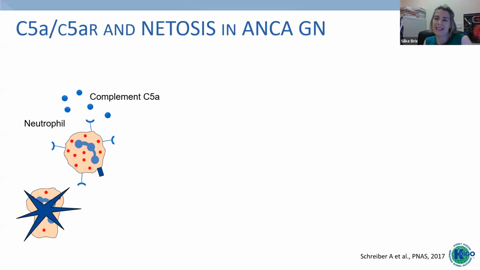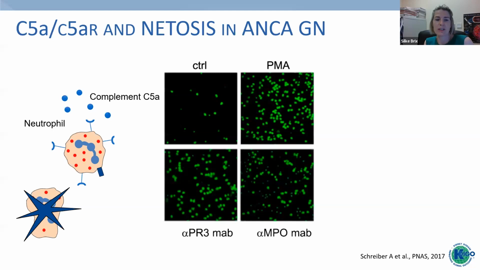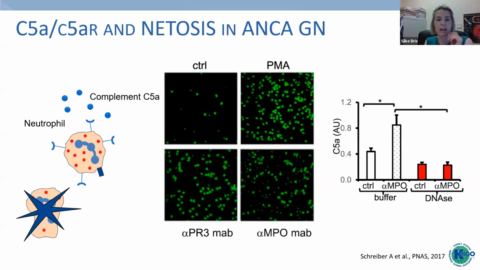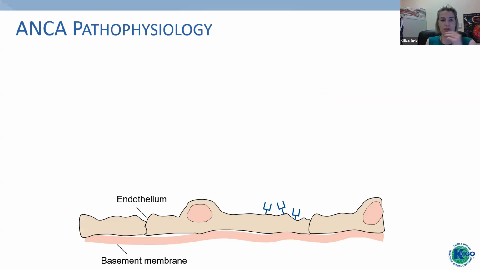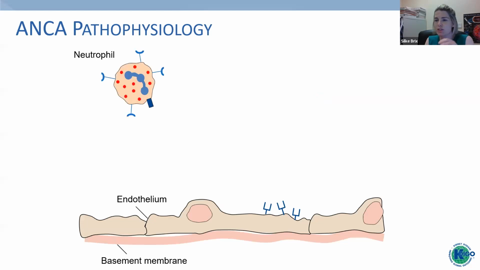We know NETs are involved in ANCA-associated vasculitis, and we see that ANCA induce NET formation in neutrophils, but co-incubating the NETs induced by ANCA with human sera from patients led to a higher release of C5a. So we now believe that the pathophysiological processes of ANCA-associated vasculitis are like this. We have our neutrophil crawling along the glomerular capillary and patrolling, and some pro-inflammatory stimuli now prime these neutrophils.